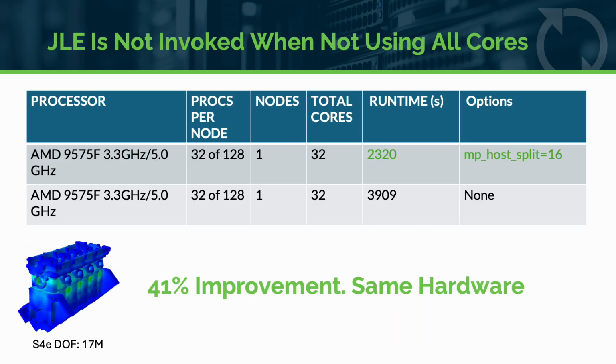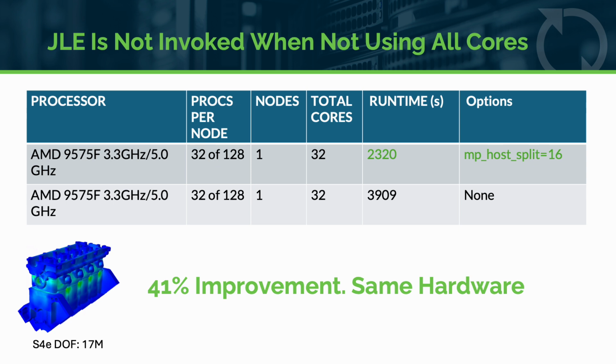Now, what's important to know is that if you don't use all of the cores, like I said, JLE is not engaged. So in this case, I have a 128 core machine and I'm running 32 cores of it. Well, if I only run 32 cores, the JLE is not invoked. So I have to do what JLE does for me manually. So I am providing an Abaqus option called MP host split, and I'm telling it to do this optimization for me. And by doing that on the same hardware and the same token cost, I was able to get a 41% improvement, same hardware. Why wouldn't you just run 128 instead and let JLE do it? Well, it takes more tokens. In that case, maybe I don't want to run 128.